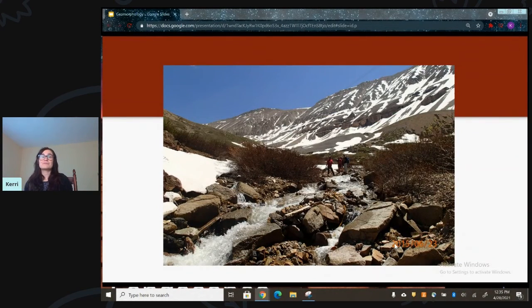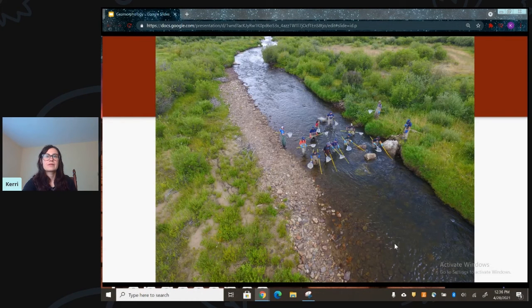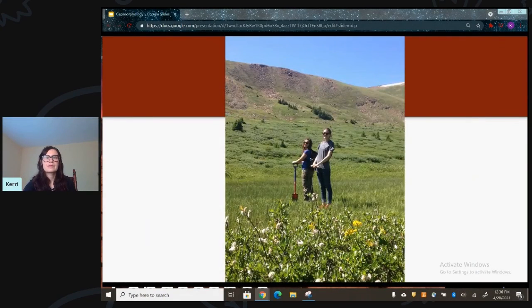I've also been able to do fieldwork in some really beautiful places, like measuring spring snowmelt from 14,000-foot mountains in Colorado. I've also worked on projects with Colorado Parks and Wildlife, doing habitat restoration and monitoring fish populations. I worked on projects with the U.S. Forest Service, delineating high elevation fen wetlands in the backcountry.